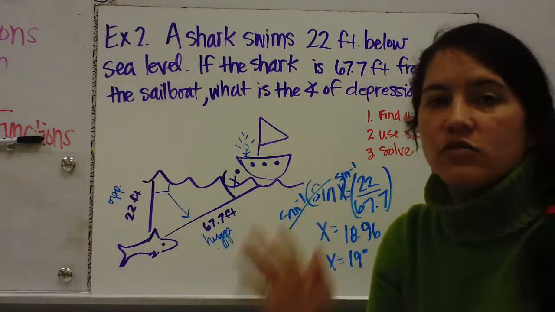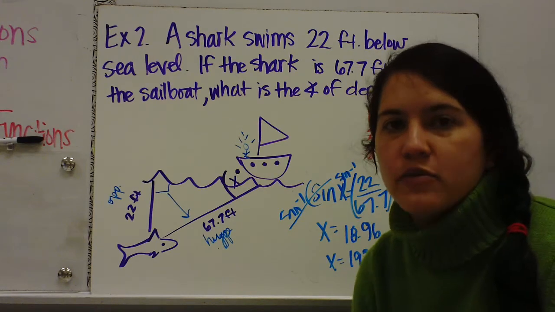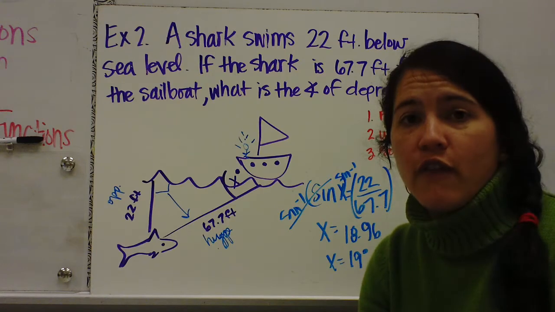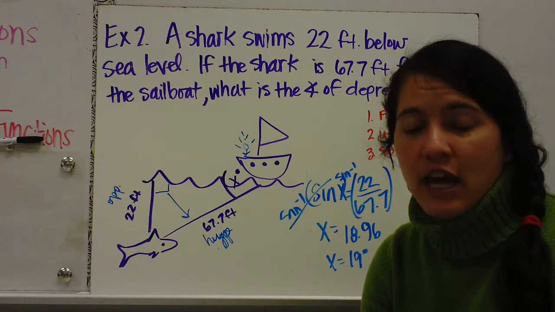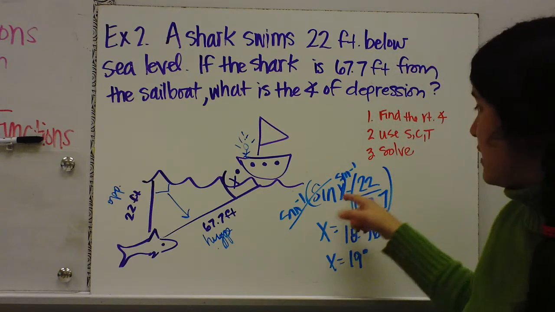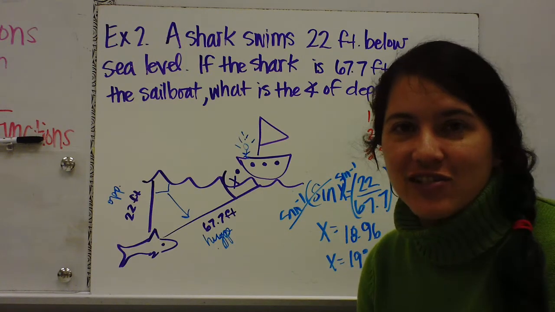In these problems, we're going to be setting up right triangles and using our trig functions. Remember, if you're looking for a side measurement, you set up your proportion, cross multiply, and divide. If you're looking for an angle measurement, you have to use the inverse trig function.